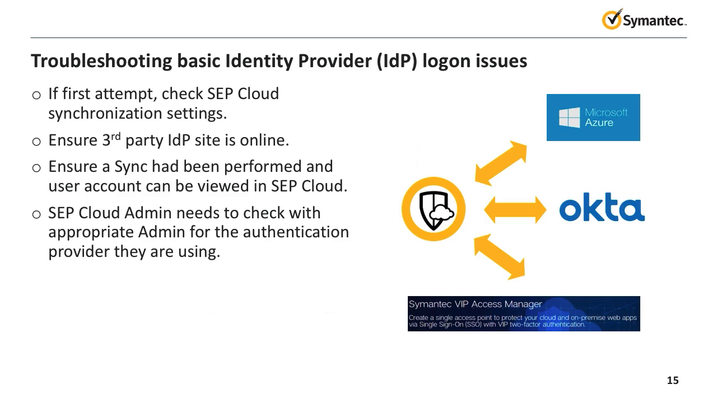When troubleshooting identity providers, such as Azure or Symantec VIP Access Manager, you have the additional step of ensuring the identity provider's website is functioning and that the initial identity provider settings configured in SEP Cloud were entered properly. You can confirm the latter by ensuring that SEP Cloud Sync with the identity provider is functioning. For more details on troubleshooting IDP errors, see the Troubleshooting User Creation and Management lesson.